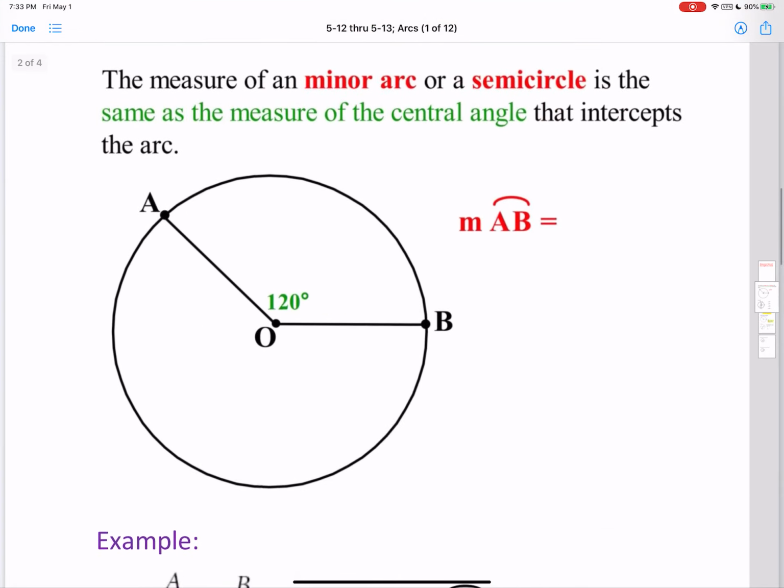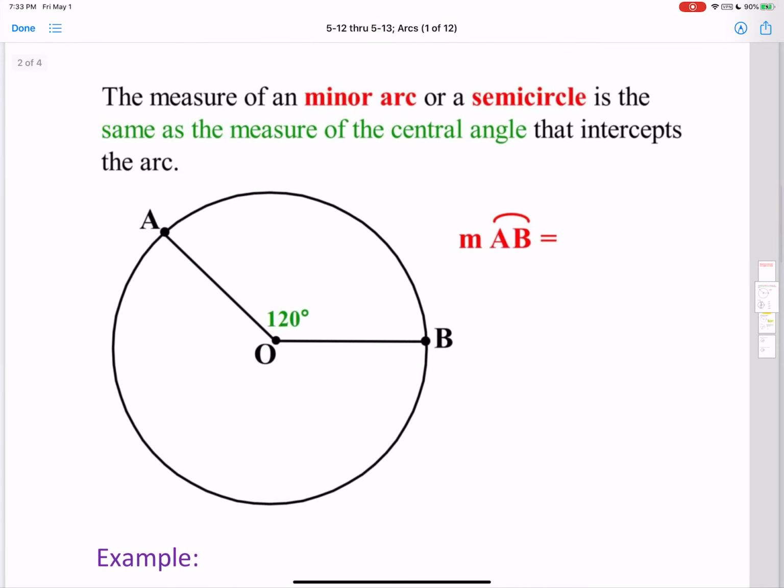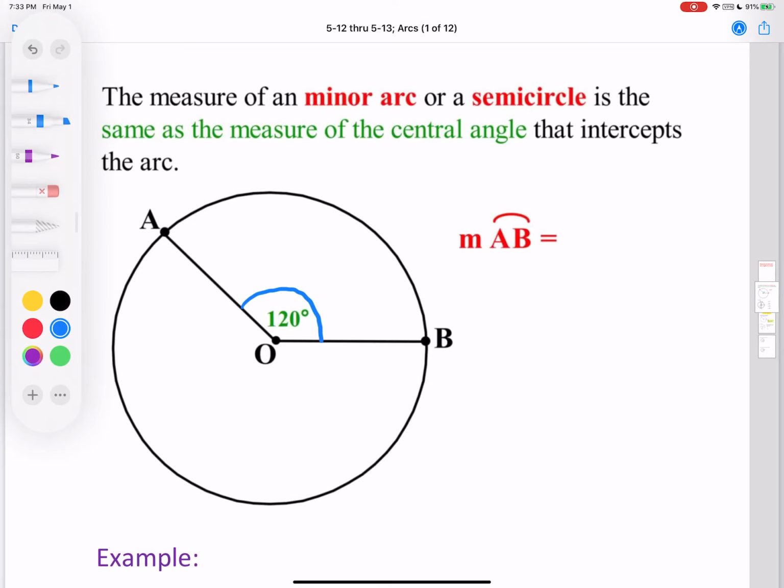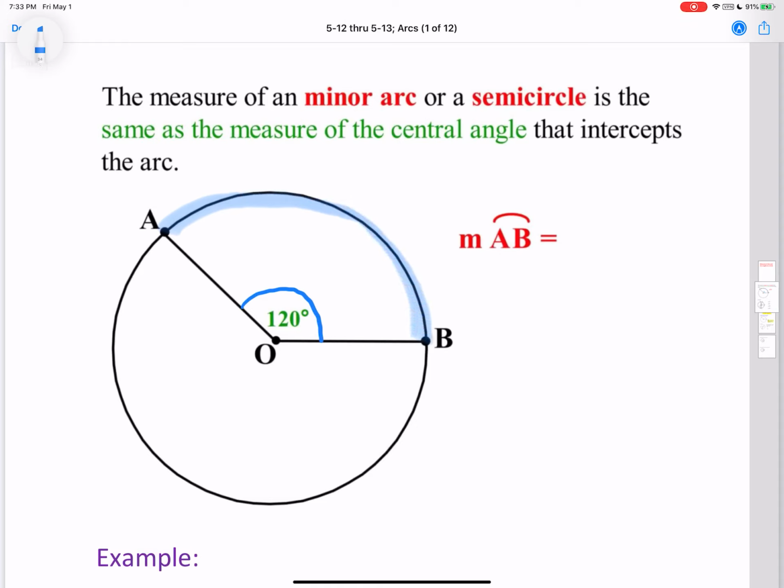So let's go ahead and first take a look at the measures of our arcs. When we have a minor arc or a semicircle, the measure of the arc is going to be the same exact thing as the measure of the central angle. In this quick example, we have a central angle AOB at 120 degrees, and the arc from A to B is that same exact angle. So the measure of our arc is 120 degrees, the same as our central angle.